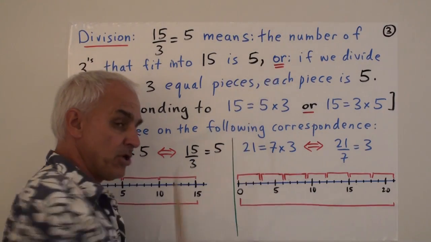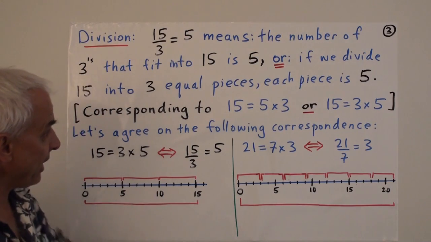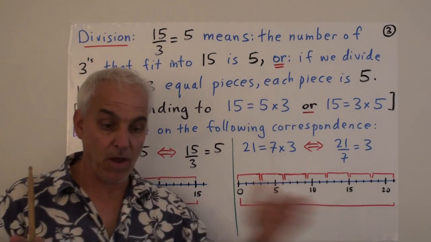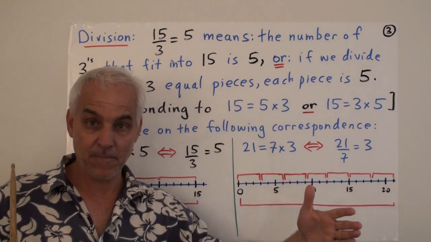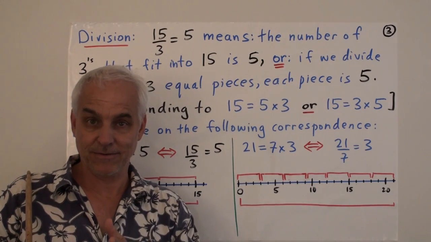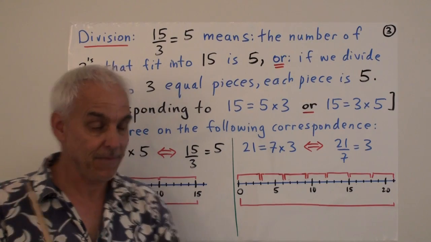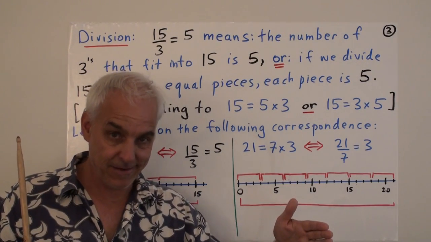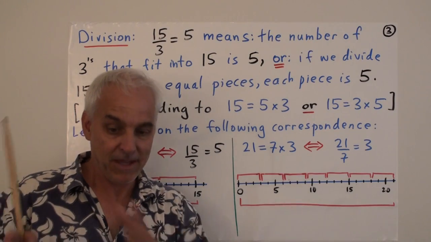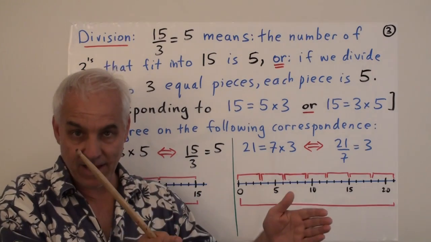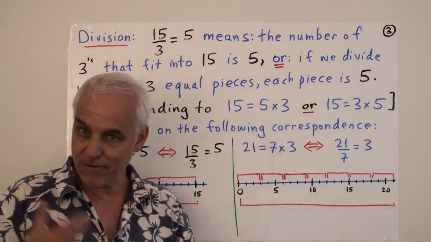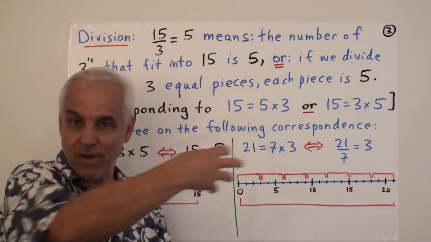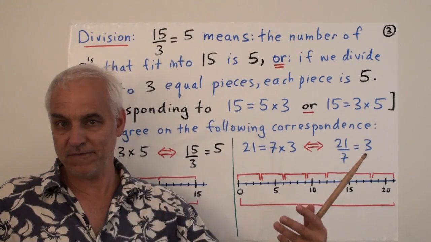Another interpretation, which is different, is the question: if we divide 15 into 3 equal pieces, how many are in each piece? Again, we get the answer 5. We divide 15 eggs between 3 people. Each person is going to get 5 eggs. That's a different question from the first one, which is asking how many groups of 3 eggs can we extract from all 15.